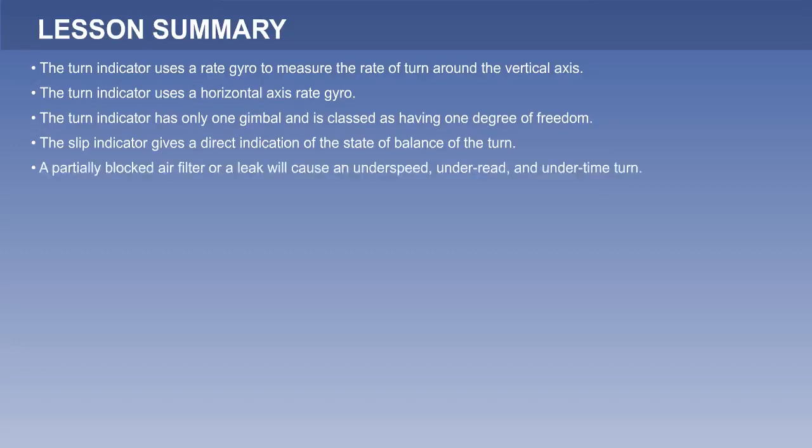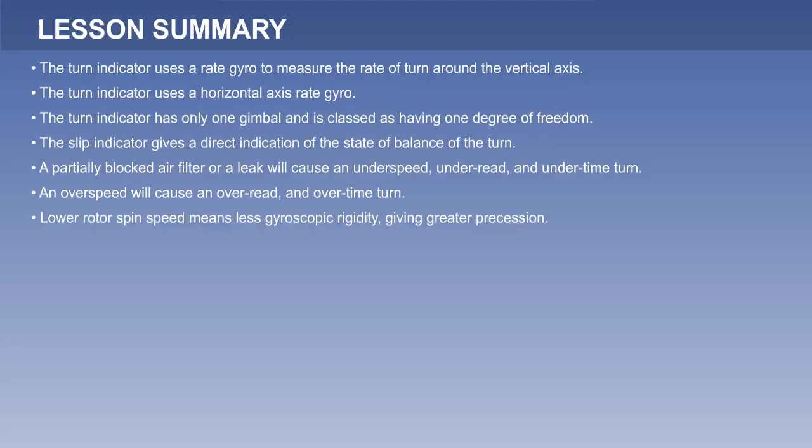In an air-driven gyro, a partially blocked air filter, or a leak, will cause the gyro to underspeed, and the instrument will underread the rate of turn, and the turn will be under time. If the gyro overspeeds, the instrument will overread the rate of turn, and the turn will be over time. The rotor RPM is low compared to the DGI and artificial horizon because the turn indicator uses the gyroscopic property of precession to measure rate of turn. Lower spin speed means less gyroscopic rigidity, giving greater precession.